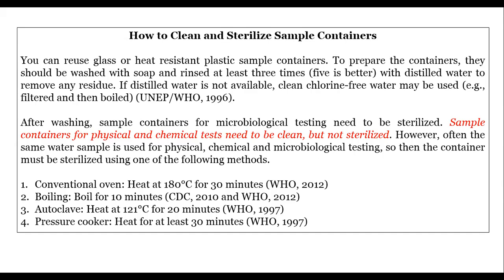So for sterilization purposes, we have four main methods by which we can sterilize our microbiological sampling container. The first one is by using a conventional oven. There's a particular oven in the laboratory where you can put the container and heat it up to at least 180 degrees for 30 minutes. It's a method that WHO has recommended, from the report in 2012.